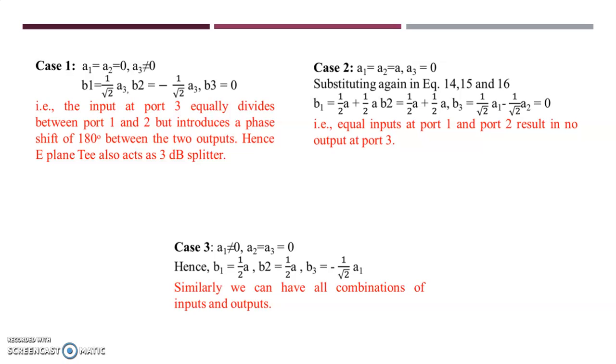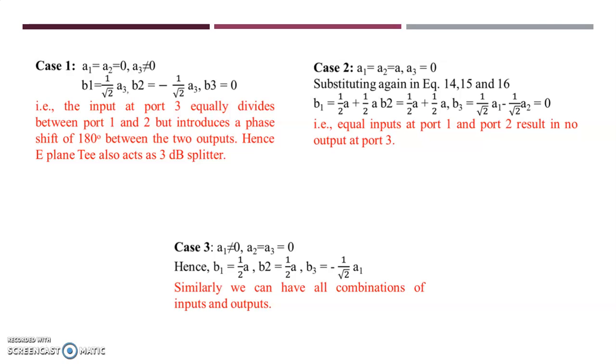So the basic difference is, in H plane T, if you give the power at port 3, 3 dB power will come from port 1 and port 2, which are in phase, while in E plane T, the powers are out of phase. If you give equal in-phase power at port 1 and port 2 in H plane T, the incident power gets added, but in E plane T you will get 0 output at port 3. So accordingly, through the scattering matrix, you can find out the power relationship for the T junctions. This is all about E plane T and H plane T.